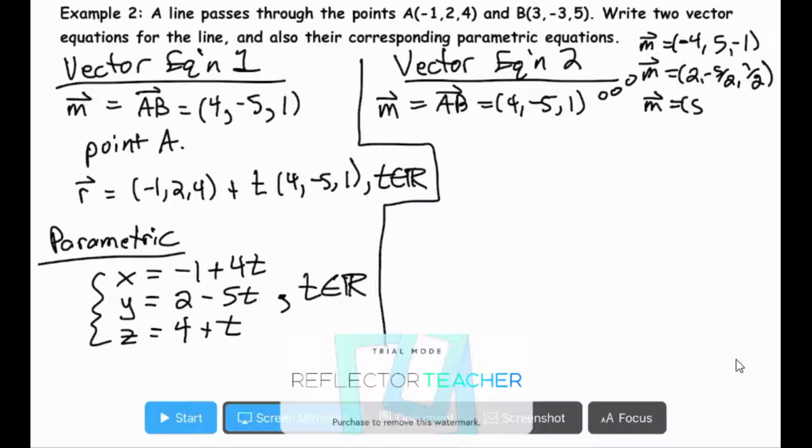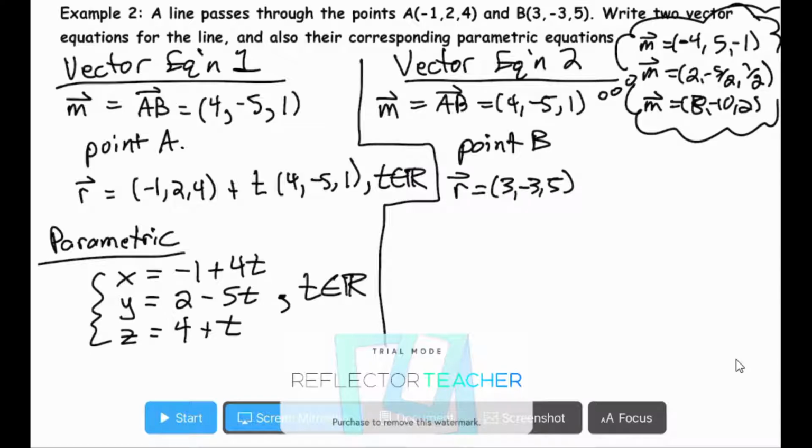So vector r is going to be point B, which is (3, -3, 5). And it doesn't matter which point we use because they both lie on the line. Just like when we're used to working with more traditional linear equations in 2 dimensions, it doesn't really matter which point on the line we use in our calculations. Plus, and because we're creating a separate equation, I'll use s as my parameter. Doesn't really matter. And my direction vector (4, -5, 1). Don't forget to mention that s is an element of the real numbers.